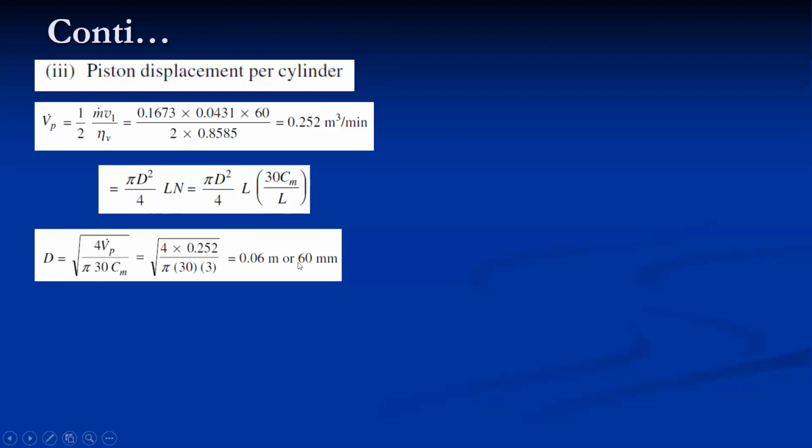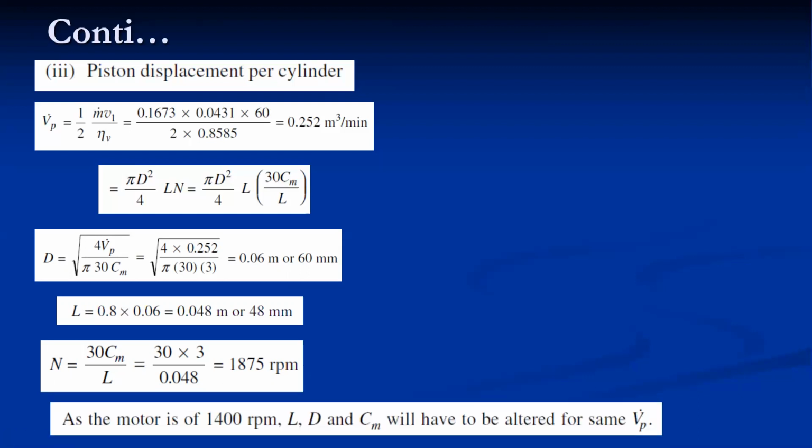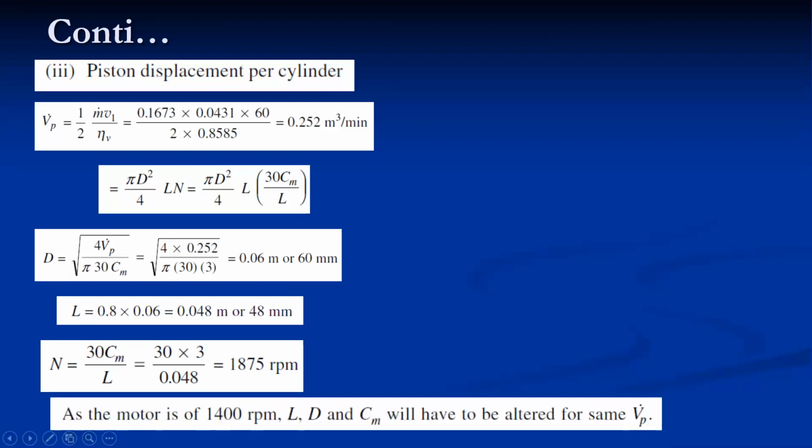So the diameter is obtained around 60 mm. By using the L by D ratio, given as 0.8, we can calculate the length. But the speed is given, so we have to ensure with the help of the Cm equation what the speed should be. The speed comes around 1875 RPM. But in the actual case the motor speed is given as 1400, so we have to cross verify our answers. With these dimensions, the speed comes higher than the given speed, so we have to alter the dimensions of L, D, and Cm.